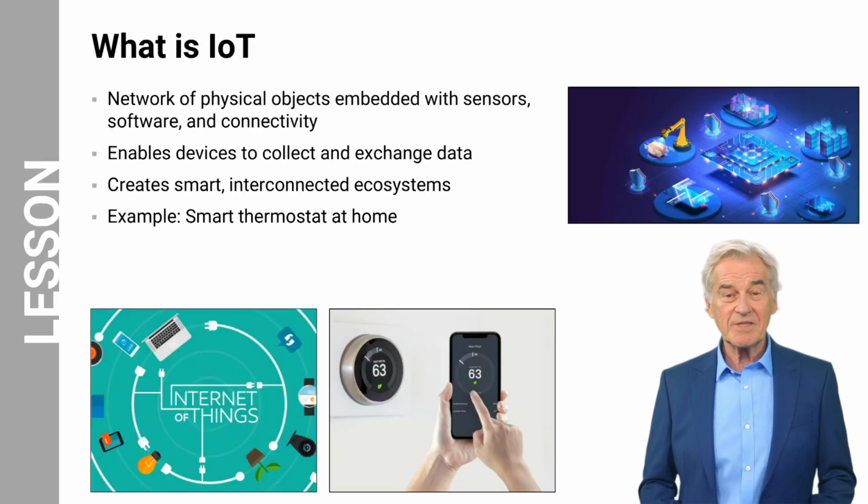The Internet of Things represents a system where physical objects incorporate sensors, software, and network connectivity to facilitate data collection and exchange between devices. This technological infrastructure enables devices to communicate and share information, forming connected systems that can operate together. The integration of these components allows objects to monitor their environment, process information, and interact with other connected devices within the network. This technology enables practical applications in daily life, such as a smart thermostat that learns household temperature preferences and adjusts automatically, while sending usage data to the homeowner's mobile device for monitoring and control.